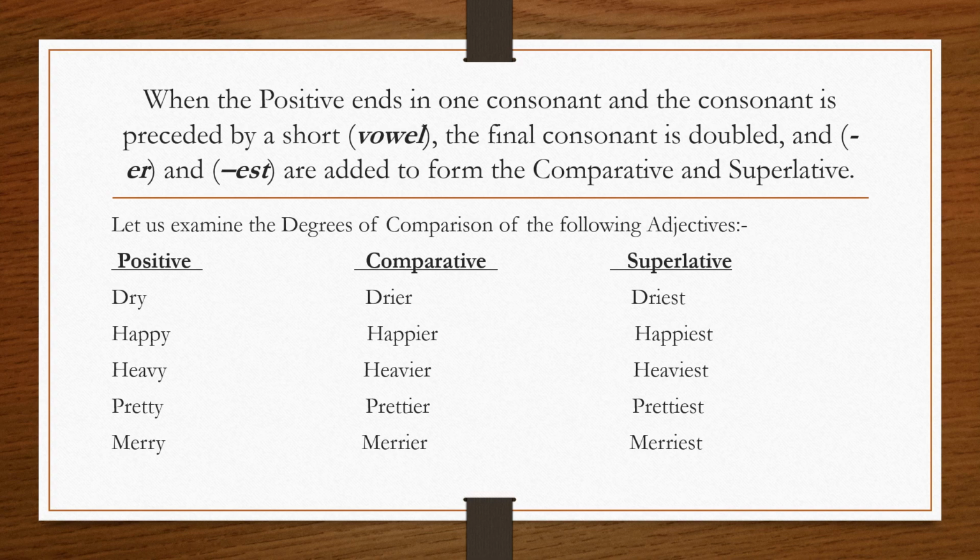Let's examine the degrees of comparison of the following adjectives. We have dry, it becomes drier under comparative, and then driest under superlative. Happy, happier, happiest. Heavy, heavier, heaviest. Pretty, prettier, prettiest. Merry, merrier, merriest.